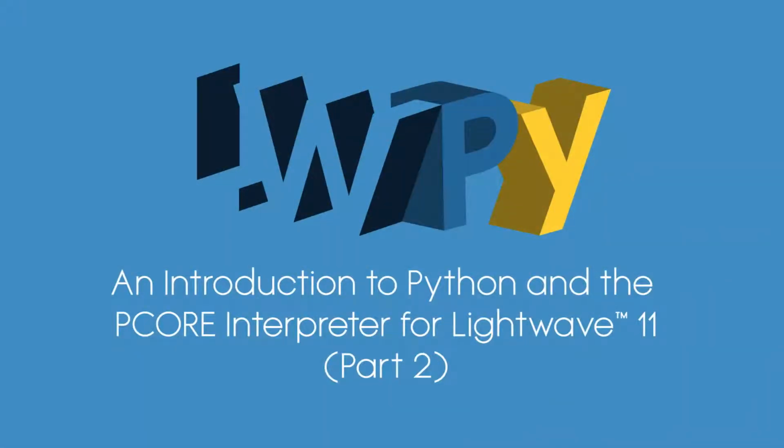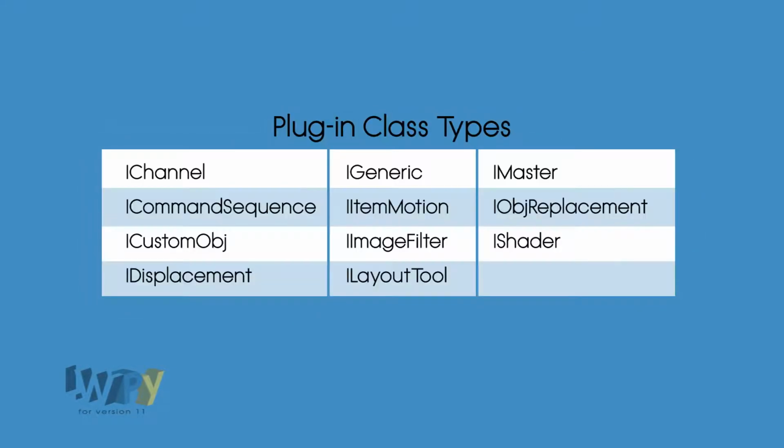In the last video, we took a look at a helloWorld example by using the Python print statement, the info method within the pcore console, and by running a .py plugin file. Now, let's go over the different plugin classes available to Python and LightWave.